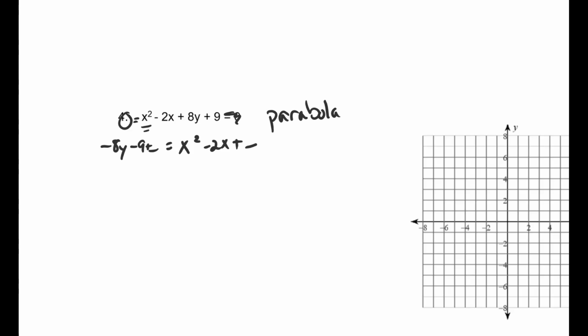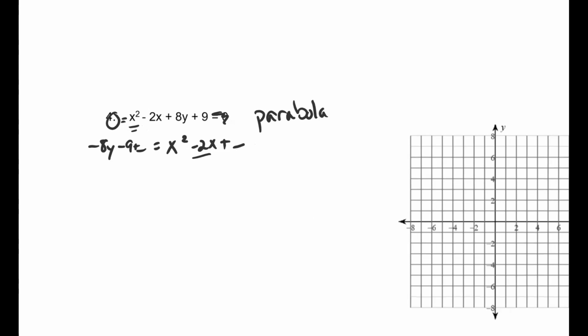So we go negative 2 divided by 2. What does that give us? A negative 1. Negative 1 squared is a positive 1. So we add it to both sides. So now we get a negative 8y.